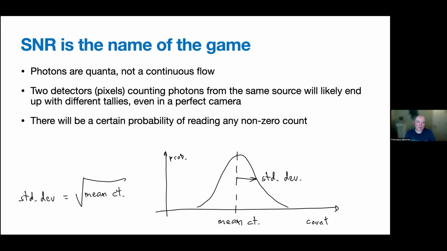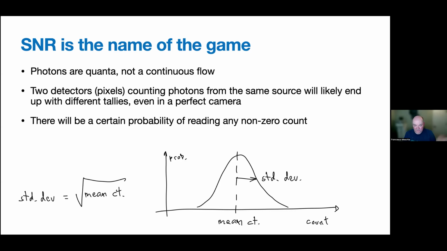And so if you have two detectors, like two pixels in a sensor, that are counting photons exactly from the same source, at the end of an exposure, we likely end up with two different tallies, even in a perfect camera. It has nothing to do with the camera, it has everything to do with the nature of light. There will always be a certain probability of getting any non-zero count.